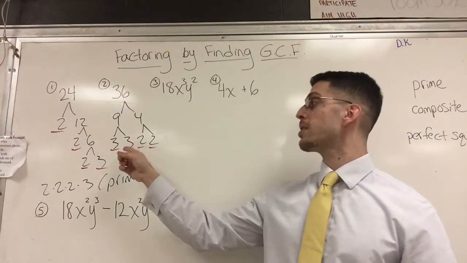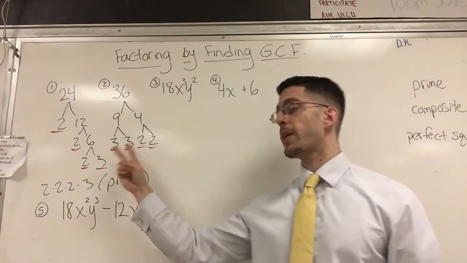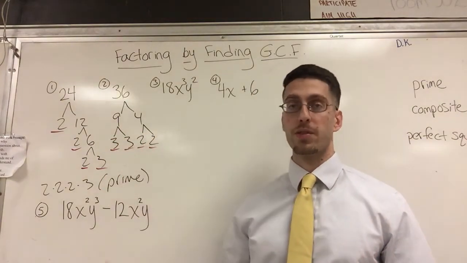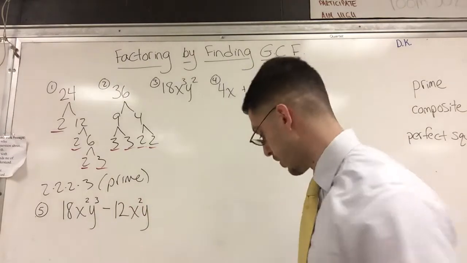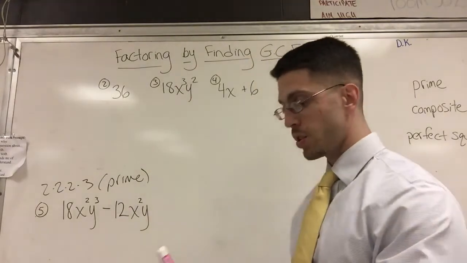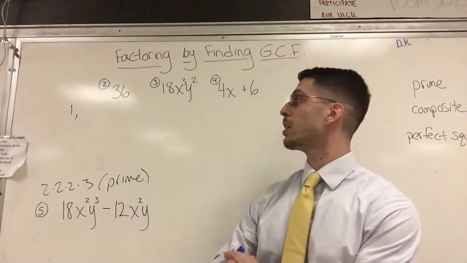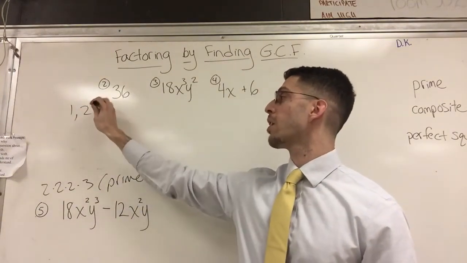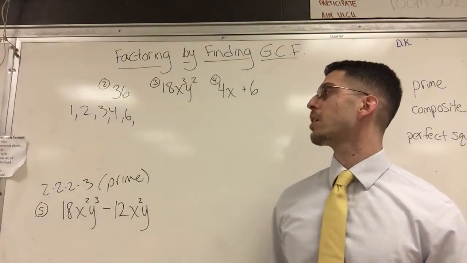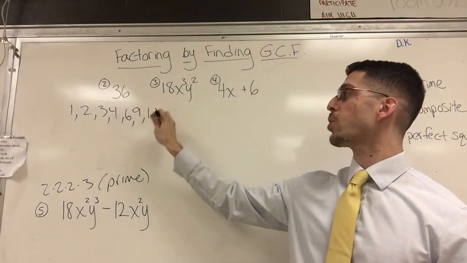What's interesting about this is the 3 shows up twice, the 2 shows up twice. Factor pairs. I'm going to go back to factor pairs now. Okay, so there's your factor tree, there's your prime factors. You got me? Now I'm going to restart the 36. What if I decided to just list the factor pairs of 36? For example, 1, then what? 2, then 3, then 4, no 5, definitely 6, no 7, no 8, no 9, yes 9, no 10, no 11, yes 12.